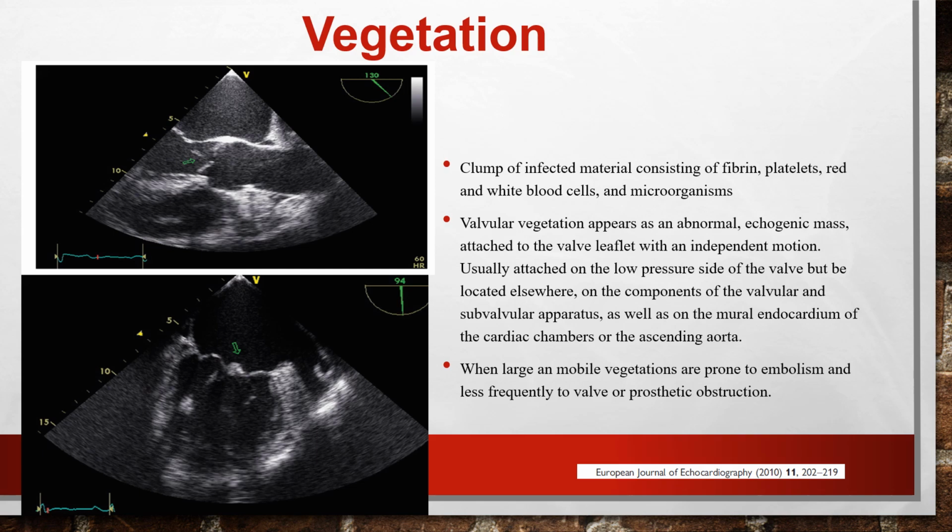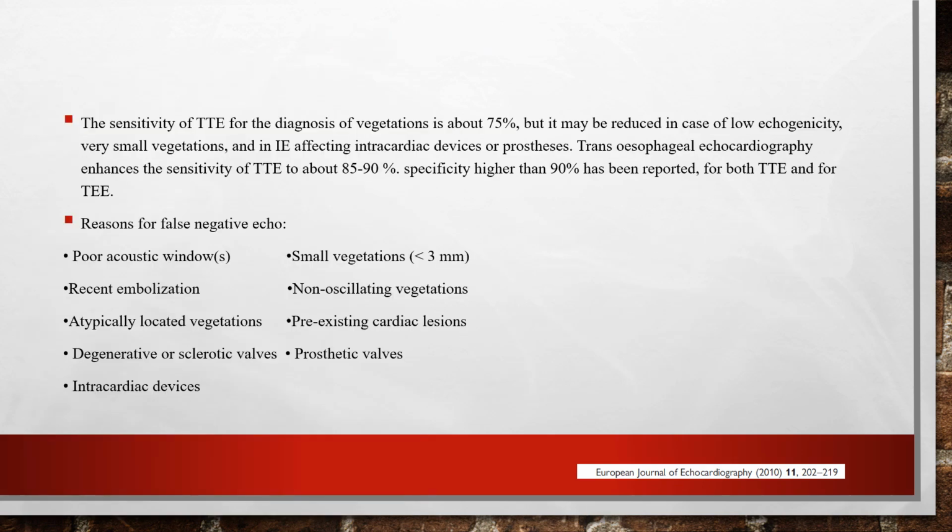But they can be attached anywhere, so that's not the rule. They can be attached on the valvular side, the subvalvular apparatus, the mural endocardium, and even in the ascending aorta. So you can see them everywhere, but their usual site of attachment is the low pressure side. When they are large, they are prone to embolize, and less frequently they cause valve or prosthetic obstruction, although there are cases of valve obstruction with vegetations. The sensitivity of transthoracic echo for the diagnosis of vegetation is about 75%, but it may be reduced in case of low echogenicity, very small vegetations, and infective endocarditis affecting an intracardiac device or prosthesis.